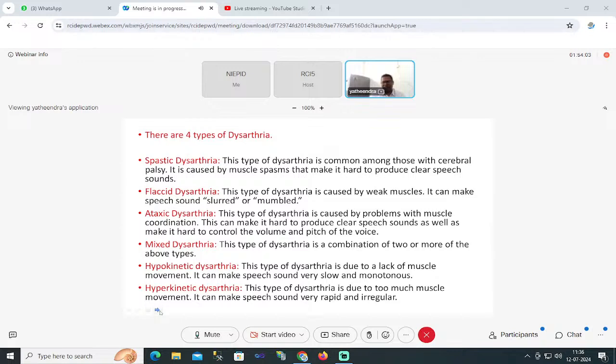Mixed dysarthria. This type of dysarthria is a combination of two or more of the above types. So those types of speech problems may be there: slurred speech, slow speech, mumbled speech, unintelligible speech, low volume speech, low intensity of the speech, and pitch problems. So these can be affected in mixed dysarthria.